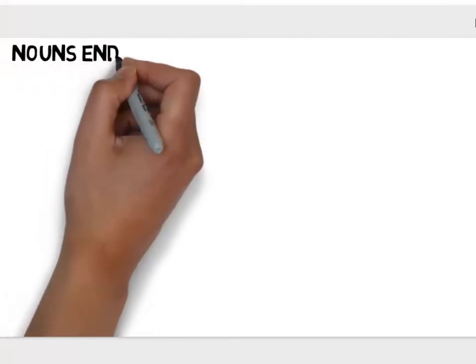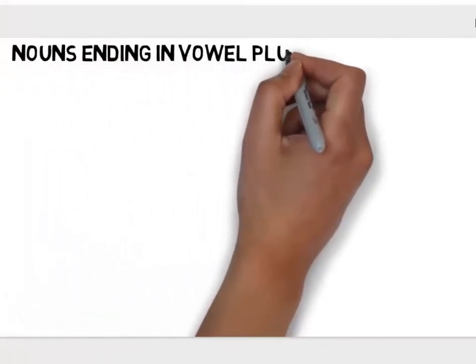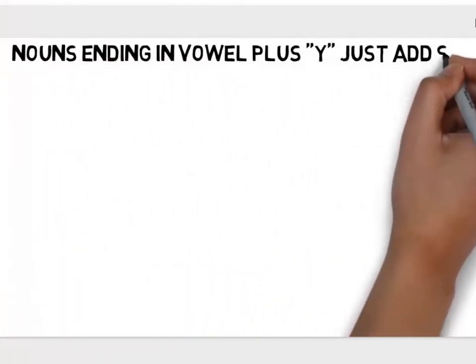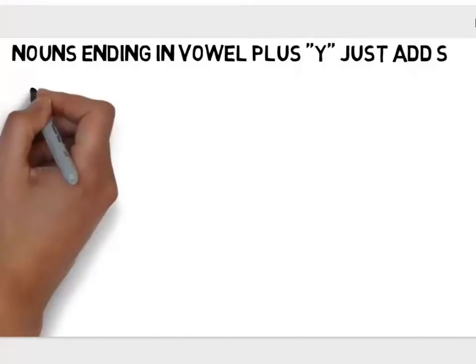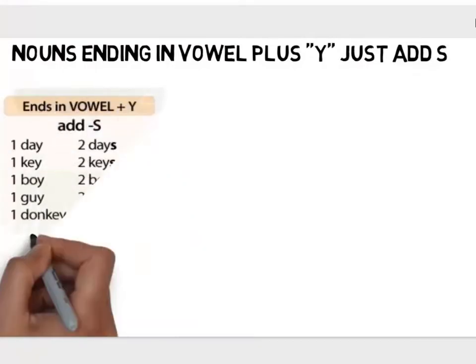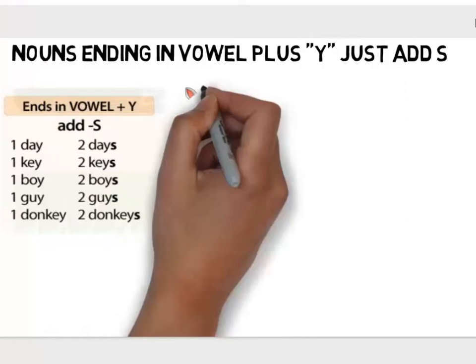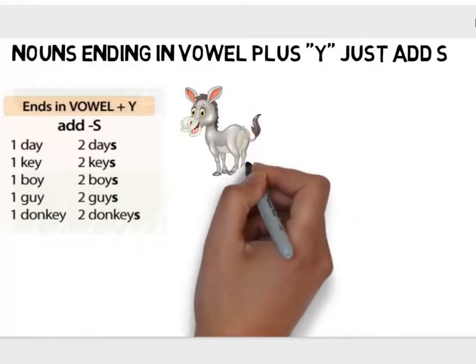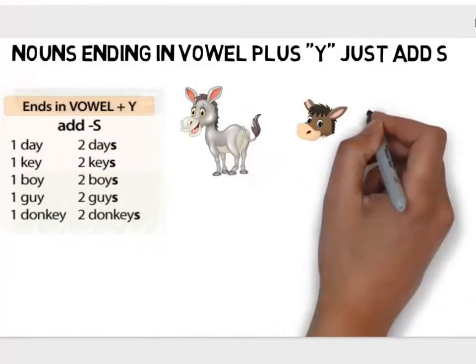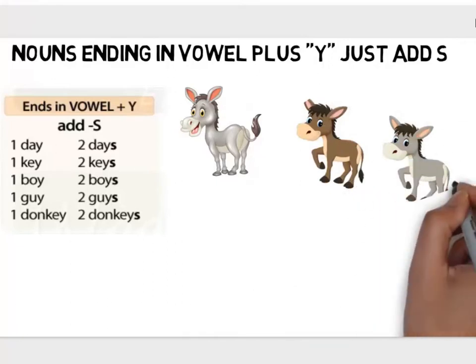For nouns ending in vowel plus y, just add s. Examples: 1 day, 2 days, 1 key, 2 keys, 1 boy, 2 boys, 1 guy, 2 guys, 1 donkey, 2 donkeys.